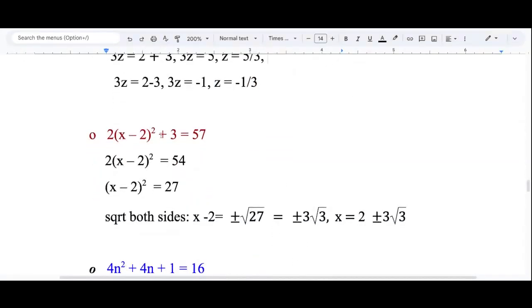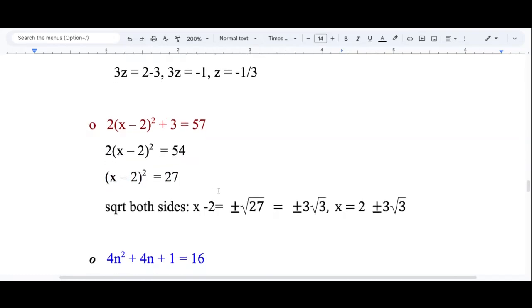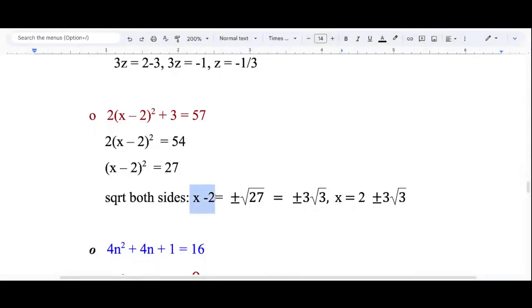Okay. So for this one, we just move 3 to the other side first, it becomes negative. 57 minus 3, that's 54. Now we want to get rid of this 2. We divide by 2. So we have x minus 2 squared equals 27. Now we can square root. Now we square root, we get x minus 2 equals plus minus square root of 27.